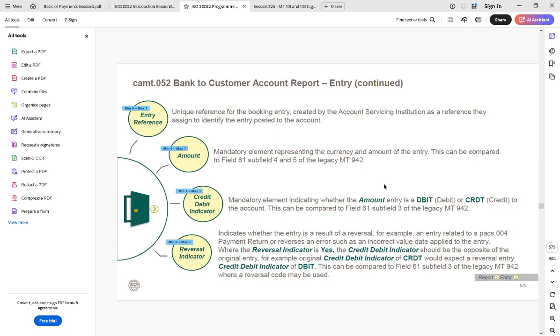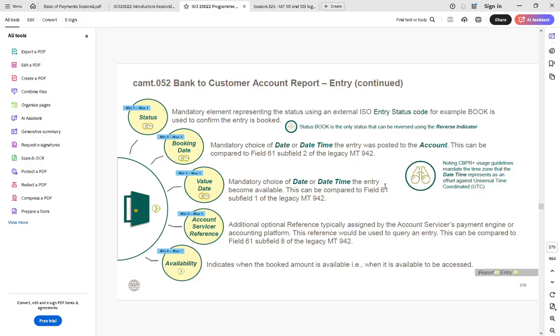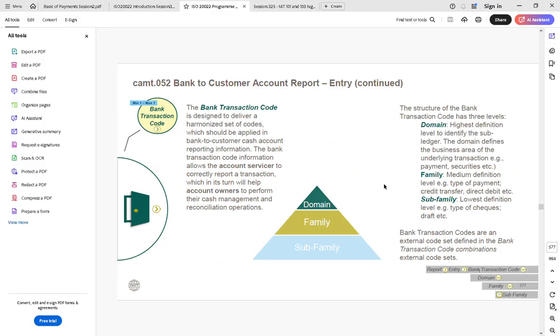Entry amount, credit, debit, again the same thing here. Report entry, again the same thing. Bank transaction code: domain, family, subfamily. The bank transaction code was designed to deliver a harmonized set of codes which should be applied in bank to customer cash account information. The bank transaction code information allows account servicers to correctly report transactions, which in turn helps the account owner. Domain, family or subfamily. Okay, so it is mentioned: domain, family, subfamily, in the bank to customer account report.